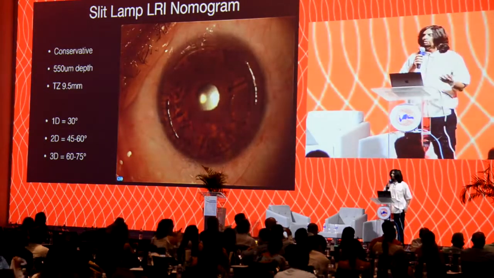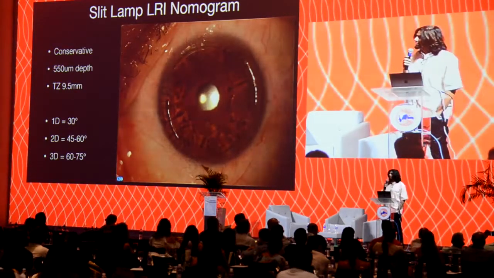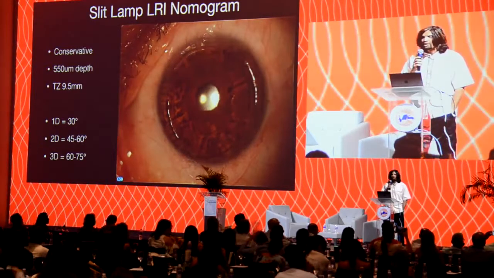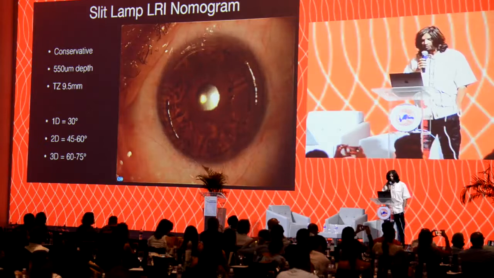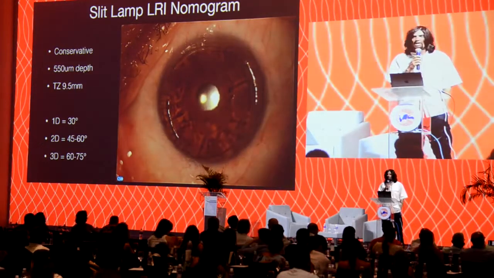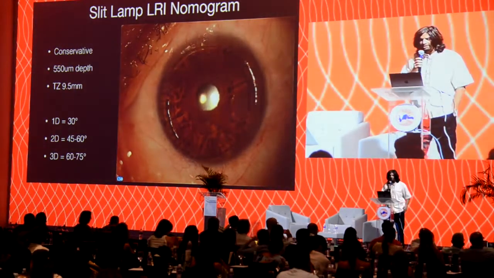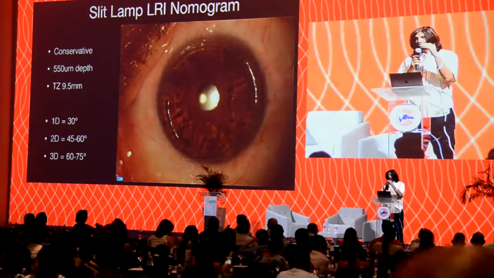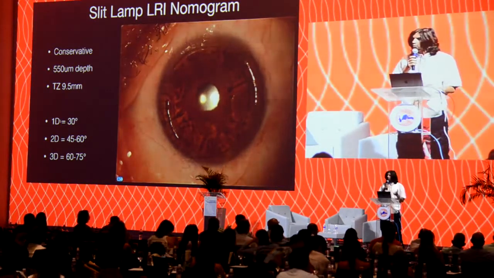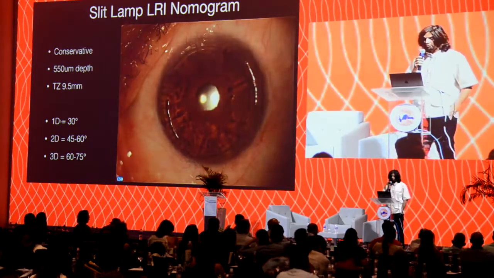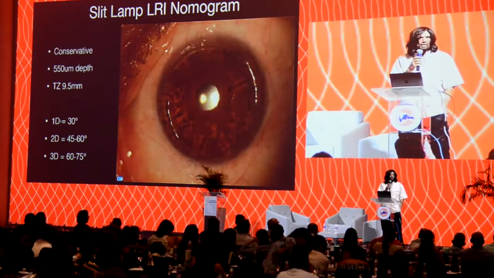I'm not a big proponent of LRIs, especially with toric lenses, but I do think there's a role for LRIs or corneal relaxing incisions post-operatively for a small refractive cylinder. Remember, we need to treat the refractive cylinder, not the corneal cylinder, first of all. And I have a general rule here about the 1-2-3 rule in terms of how much to correct.